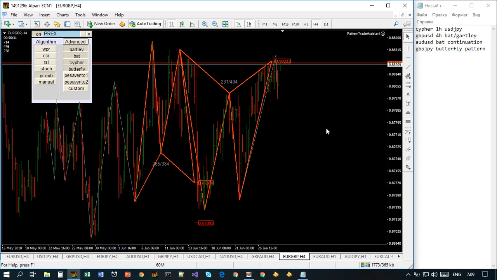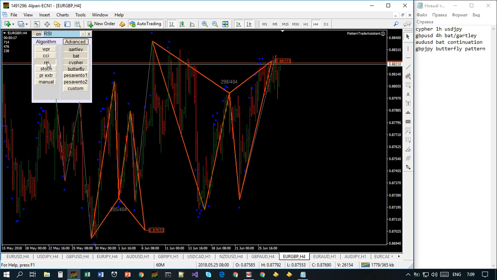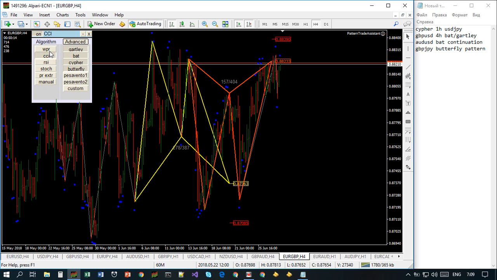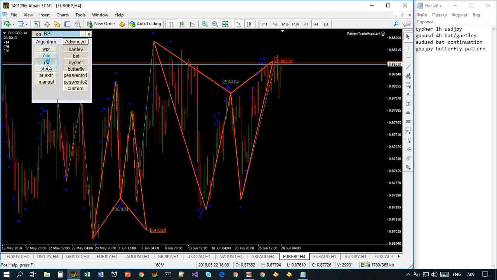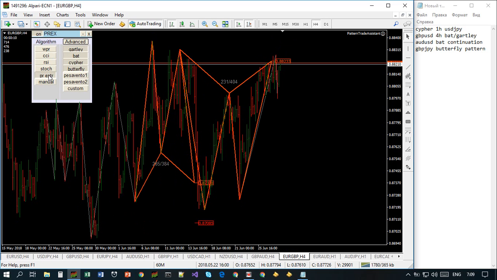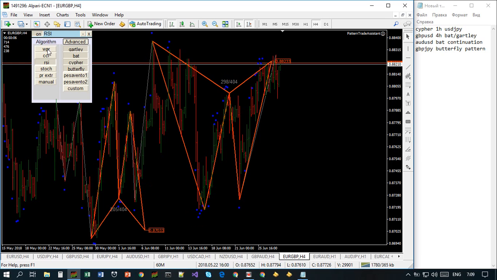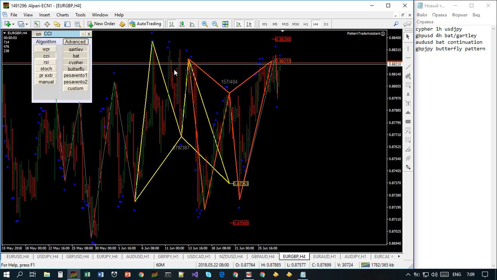Nothing. Euro GBP. Oh, finally we have this pattern completed, and it is what? It is an advanced Gartley. Yes, it is a Gartley pattern. Pretty obvious, supported by other algorithms. At least three of them supported. Okay, Gartley by this, Gartley by this, and another this.